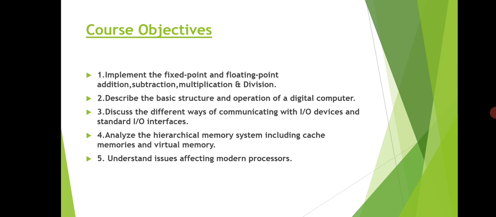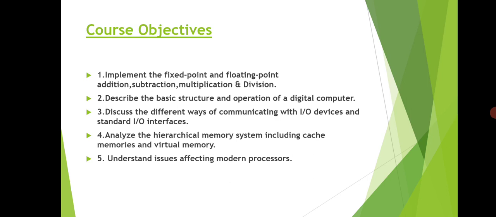If you are using these memories, what are the advantages? And what are the different memory architectures? You will have a different hierarchical architecture. You will study this in your fifth unit. Coming to the fifth course objective, which is to understand the issues affecting modern processors. In existing modern processors, there are certain issues. What are those issues, and how do they affect our processor system? You will study that in your fifth course objective.